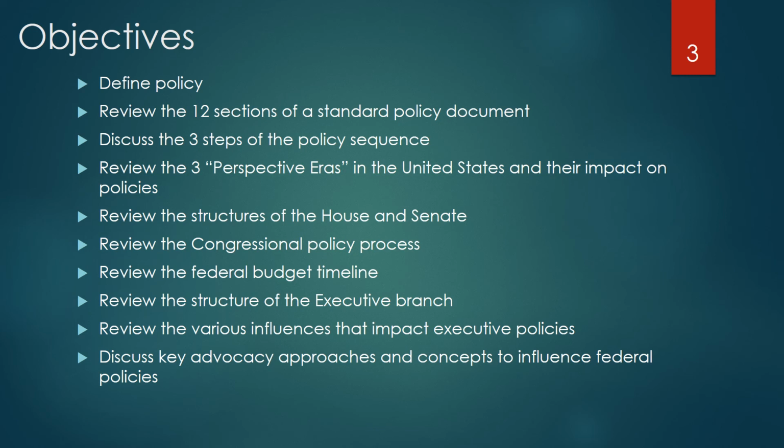Objectives include define policy, review the 12 sections of a standard policy document, discuss the 3 steps of the policy sequence, review the 3 perspective eras in the United States and their impact on policies, review the structures of the House and Senate, review the Congressional policy process, review the federal budget timeline, review the structure of the executive branch, review the various influences that impact executive policies, and discuss key advocacy approaches and concepts to influence federal policies.